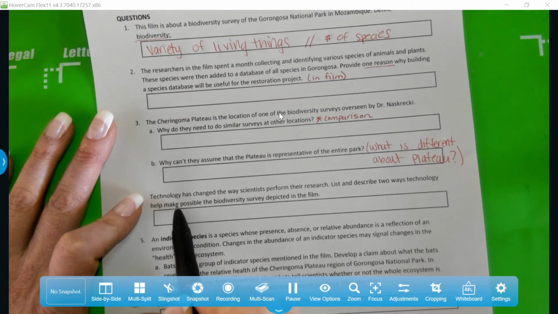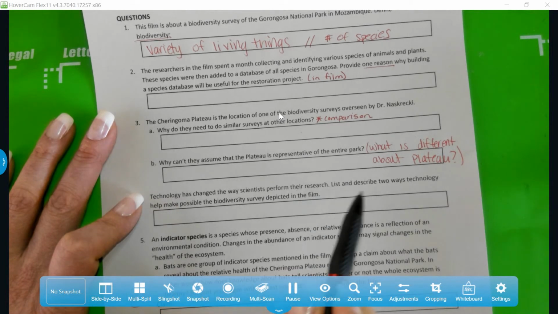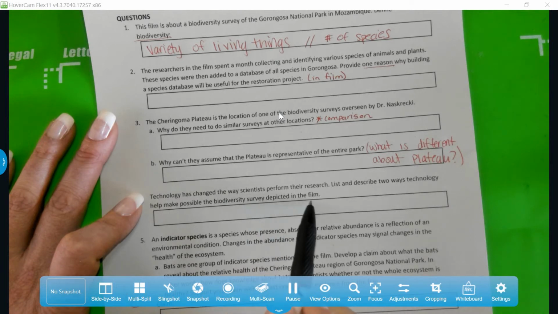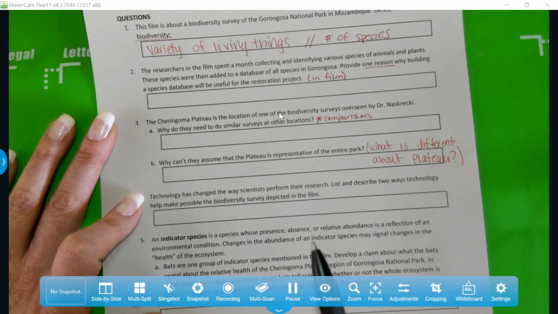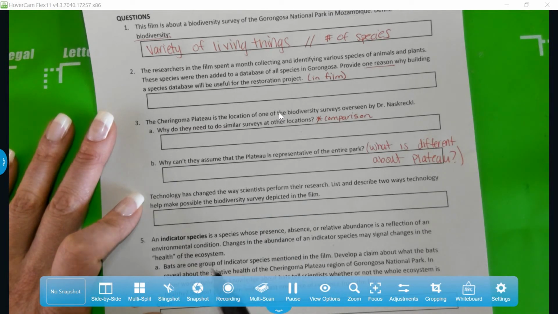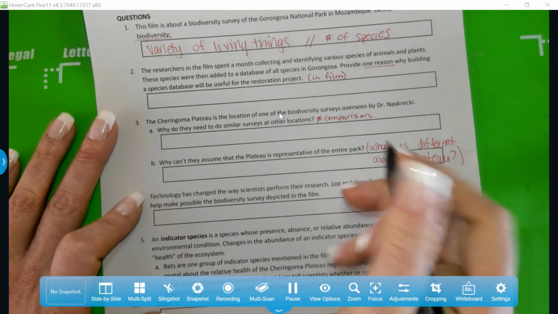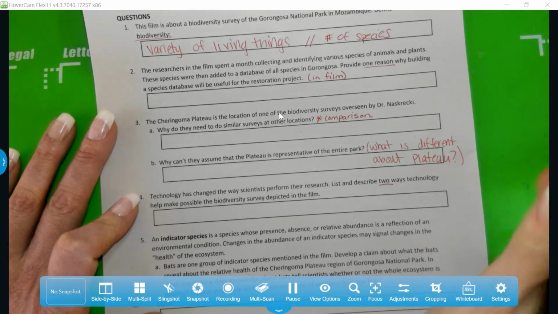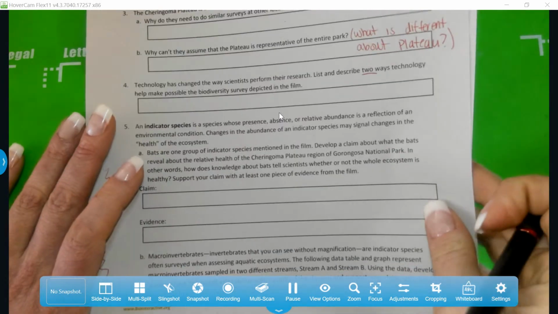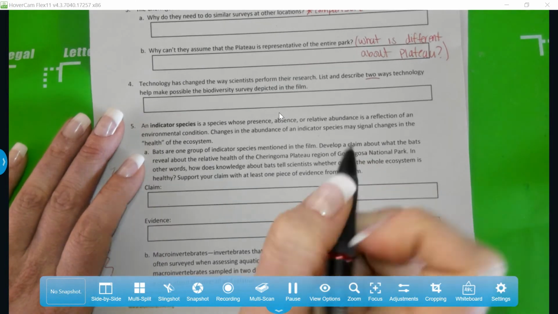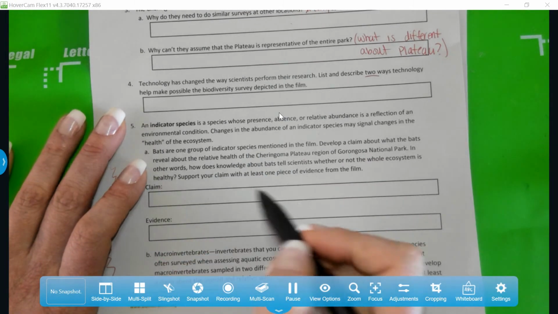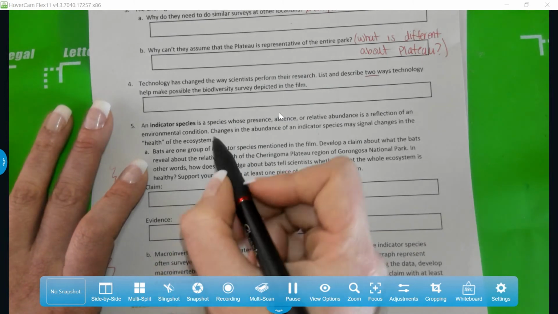Technology has changed the way scientists perform their research. List and describe 2 ways technology helped make possible the biodiversity survey depicted in the film. So things potentially like satellite maps, GPS, using drones, cameras, trail cameras. Listen to the film and come up with 2 ways that technology made the biodiversity survey possible. Sorry, I promise they're not all just like go to the film, but it is just kind of to guide your thinking or help you get things clarified.